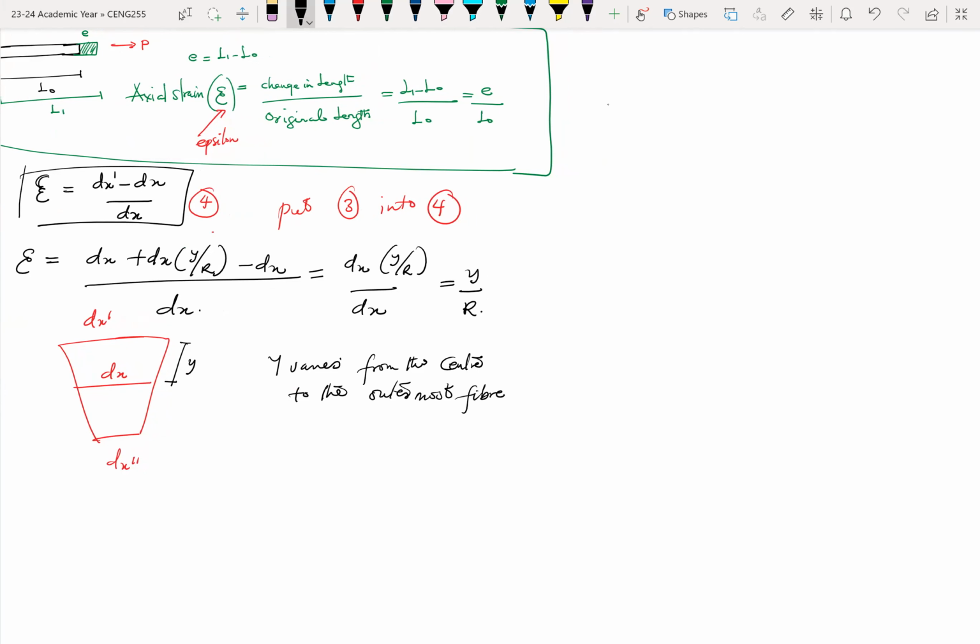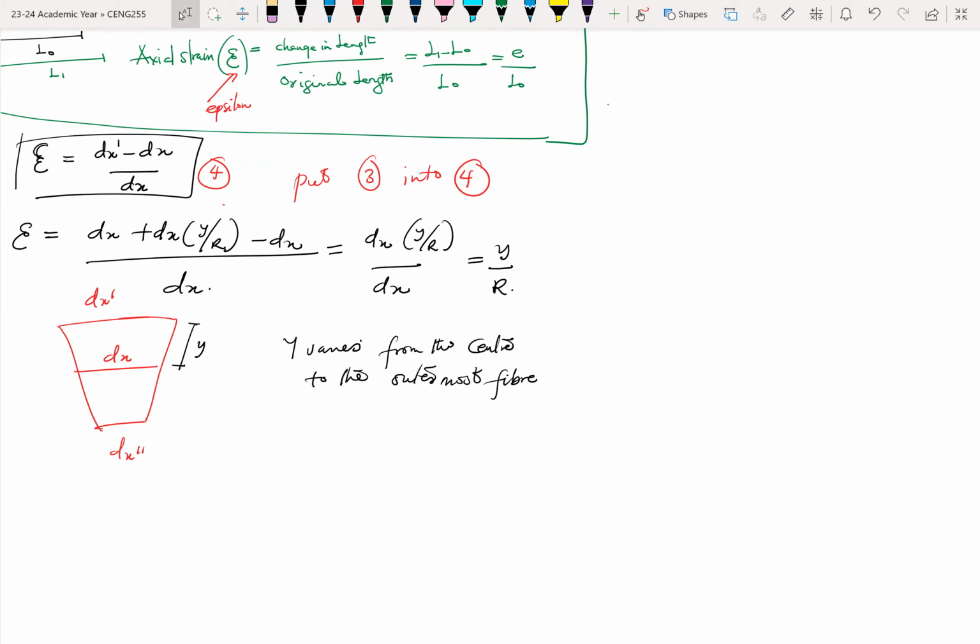So y can vary. It could be 0 at this point, and it could be highest up there. We can also have y vary downwards, but then that will be negative. So upwards will be positive, downwards will be negative. This is just to help us understand what strain is all about. You do it a bit deeper in strength of materials, but this has to do with bending strain.